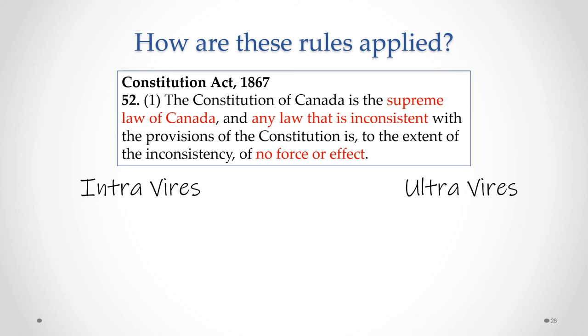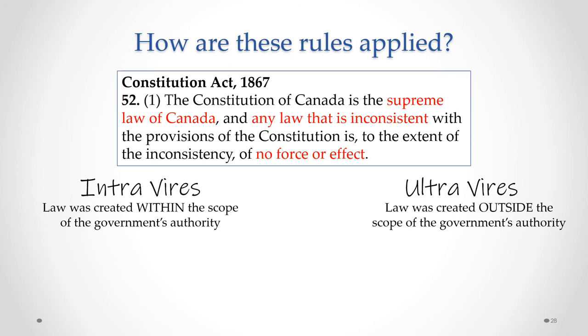If the validity of that law is challenged, that law can be said to be either intra vires or ultra vires. So those are Latin terms. Intra vires means that the law was created within the scope of the government's authority. In other words, they had a legal right to create that law. Ultra vires means that the law was created outside the scope of the government's authority, meaning the government did not have legal authority or legal right to make that law. So if a law is found to be intra vires, that law is held to be valid. If it's ultra vires, that law would be considered invalid. It's as if the law did not exist.